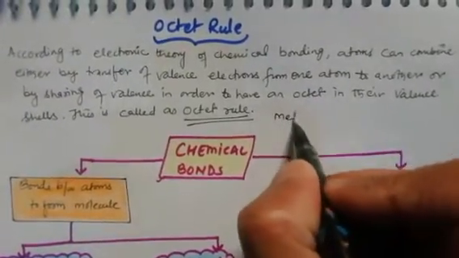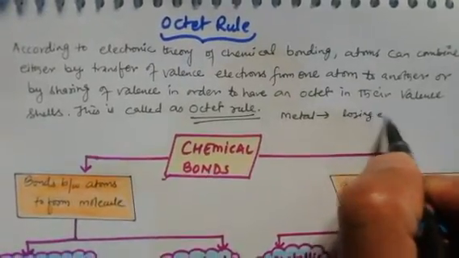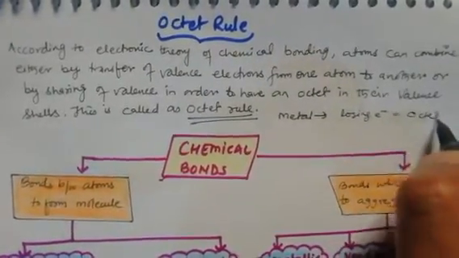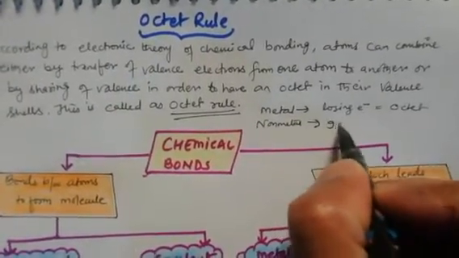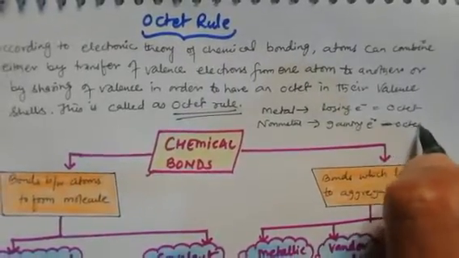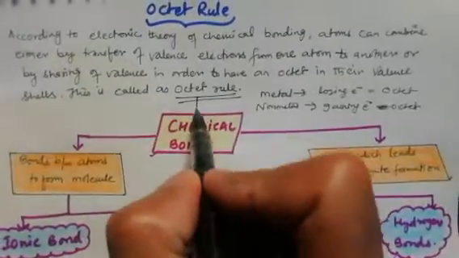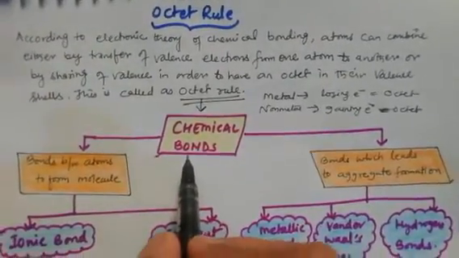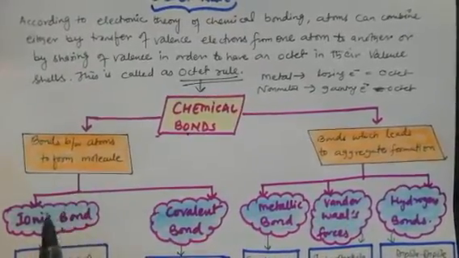So basically metals become octet by losing electrons, whereas non-metals become octet by gaining electrons. So this is the combination between metal and non-metal. Let's understand in detail. Because of the octet rule, chemical bonds are formed, and there are basically 5 different types of chemical bonding.